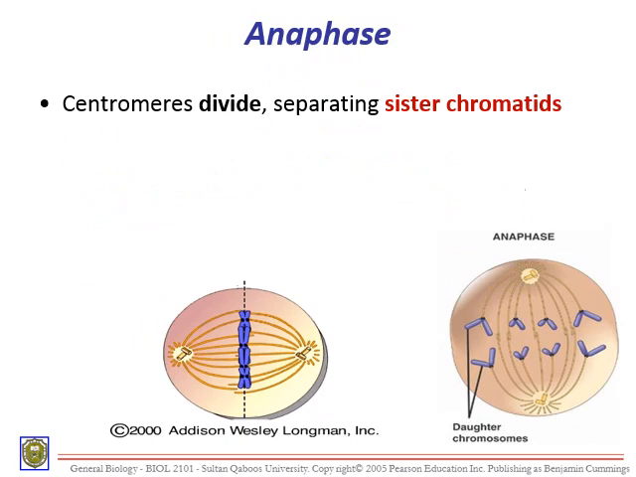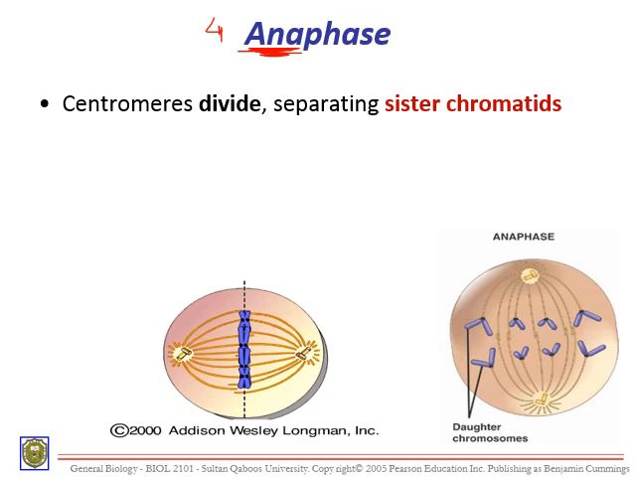After metaphase, we have the anaphase. Ana in Greek means up. Okay, this is number four. This is the fourth subphase, anaphase. Now, anaphase comes after metaphase. And now the replicated chromosomes are split and the two sister chromatids migrate to opposite poles of the cell. Okay, so here it says centromeres divide, separating sister chromatids.